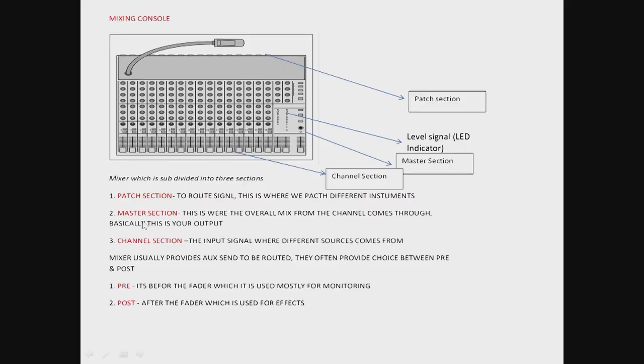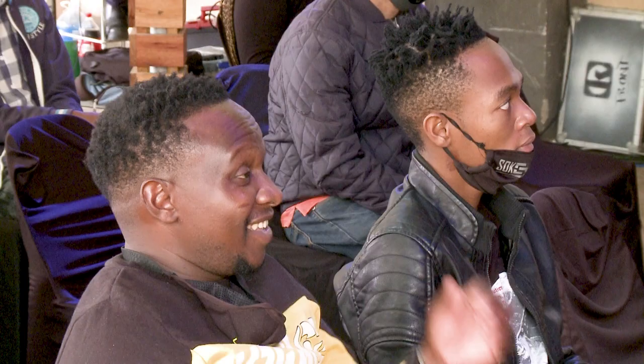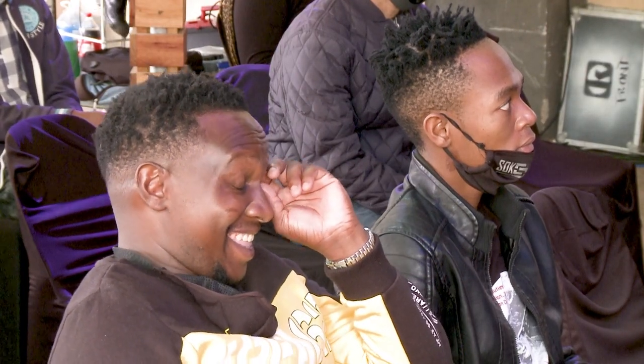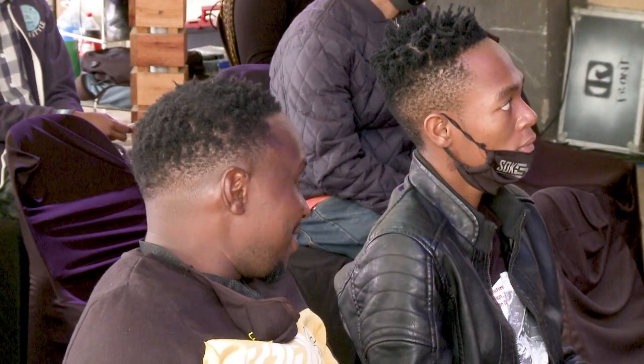And then we have a master section. Your master section is this section, né? So in this section, obviously, you have a level which is indicated by an LED indicator. So you guys know the LED robot. The most of you drive, so you know the LED robot, when it is red.